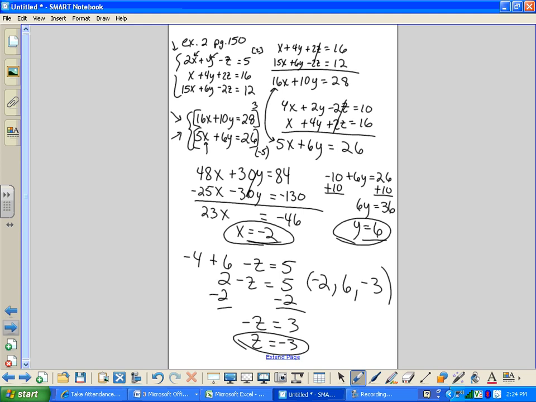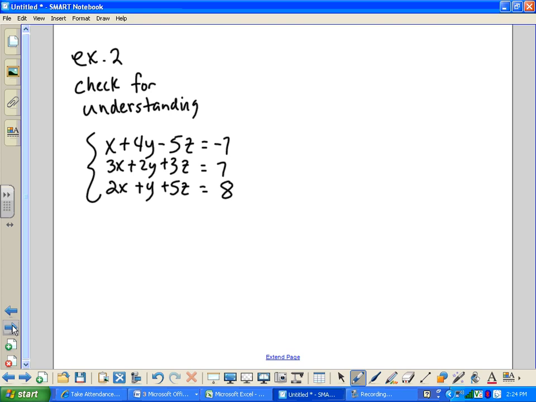Now, I'm going to do one more for you. This one's on the bottom of page 150. This is the check for understanding example. Okay, again, that's on page 150.